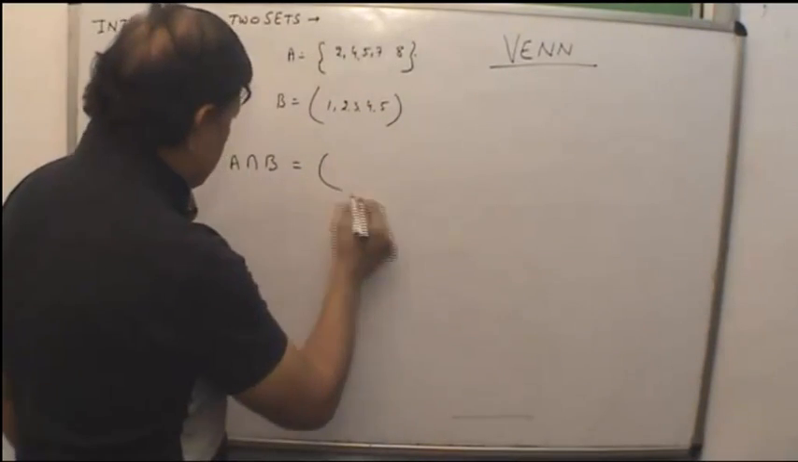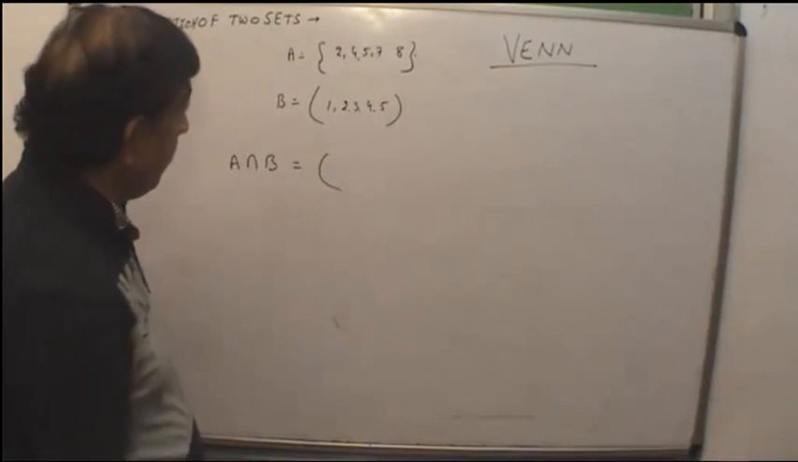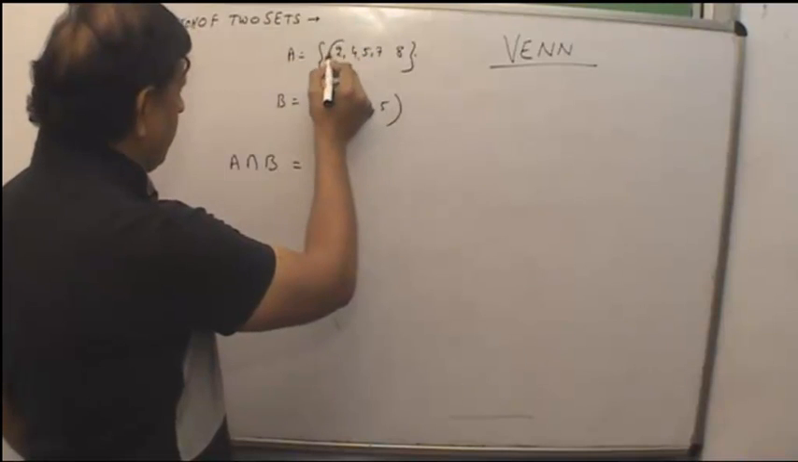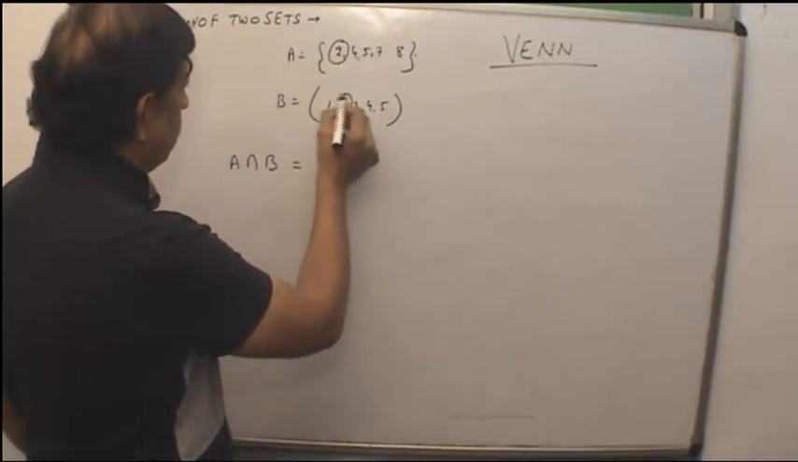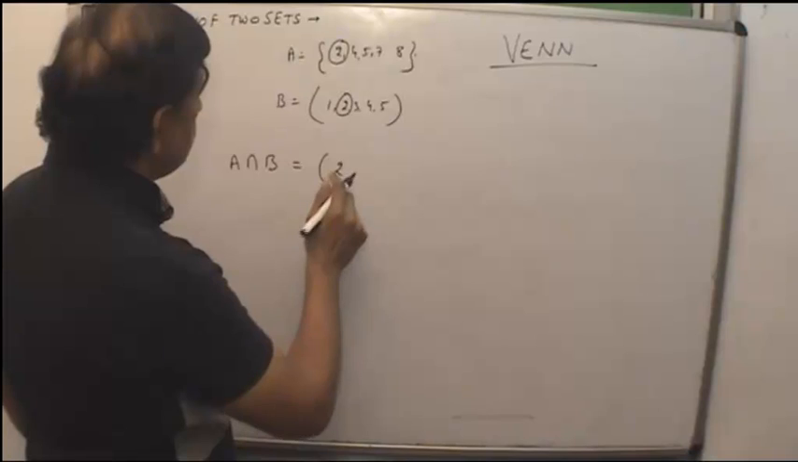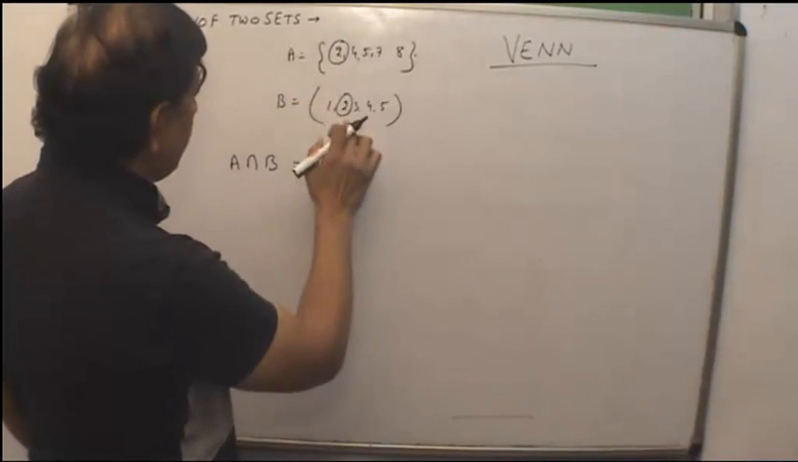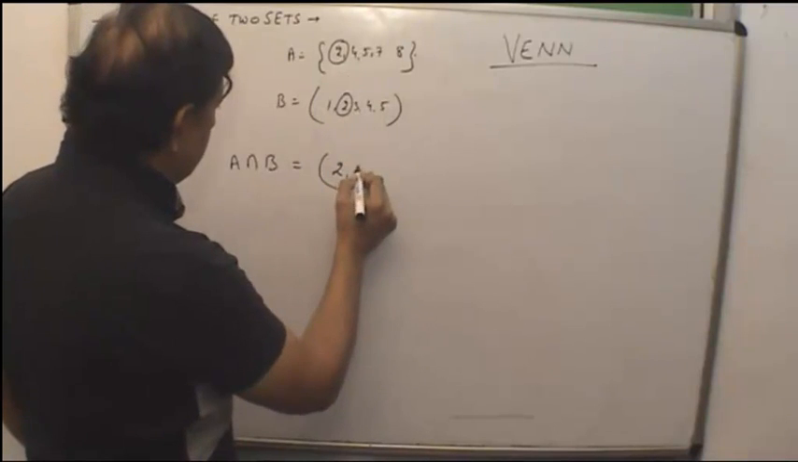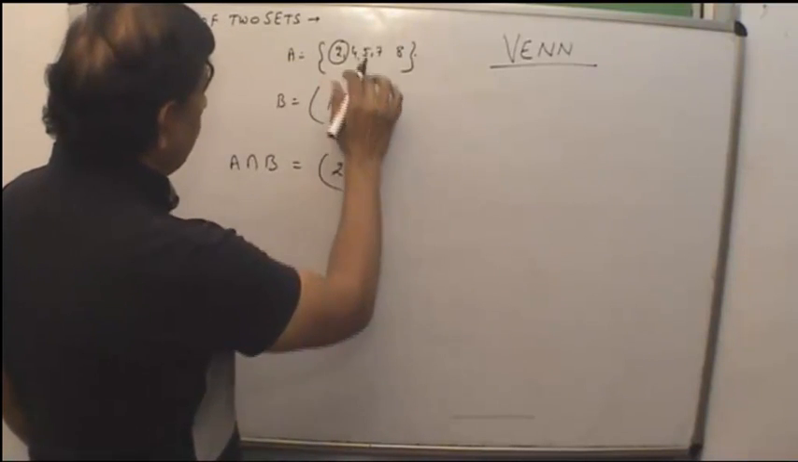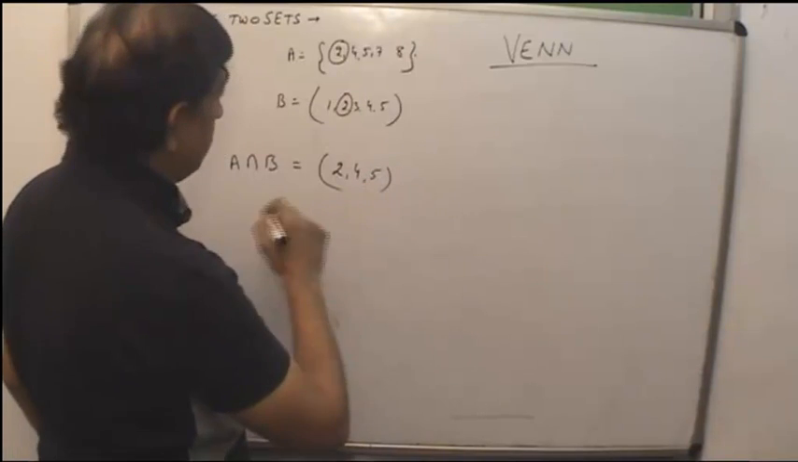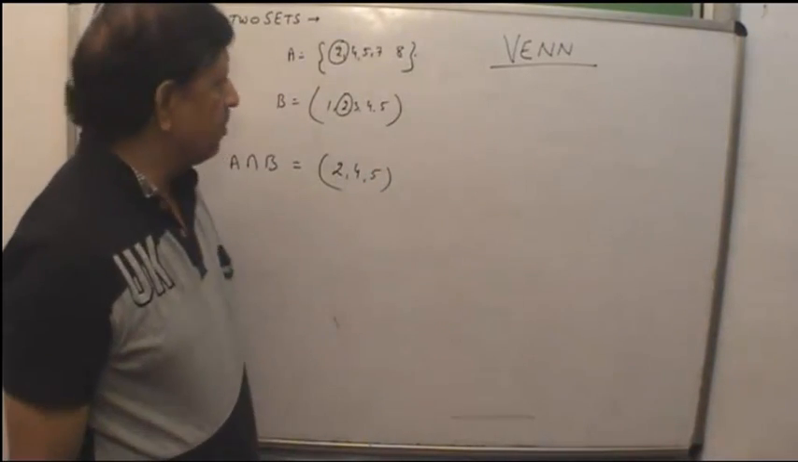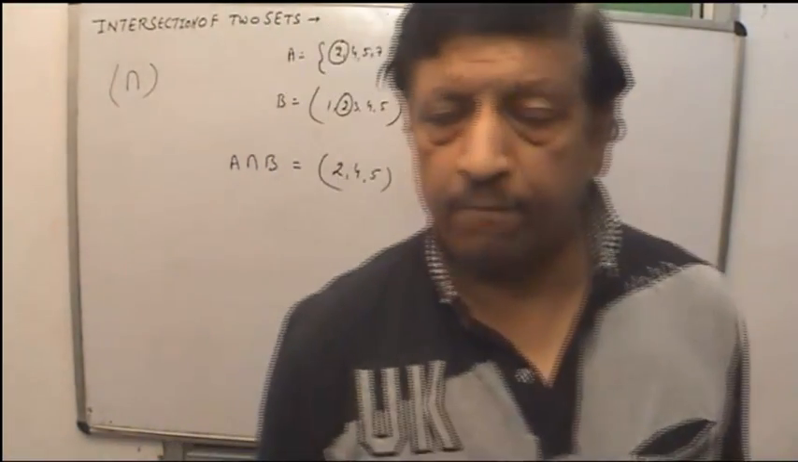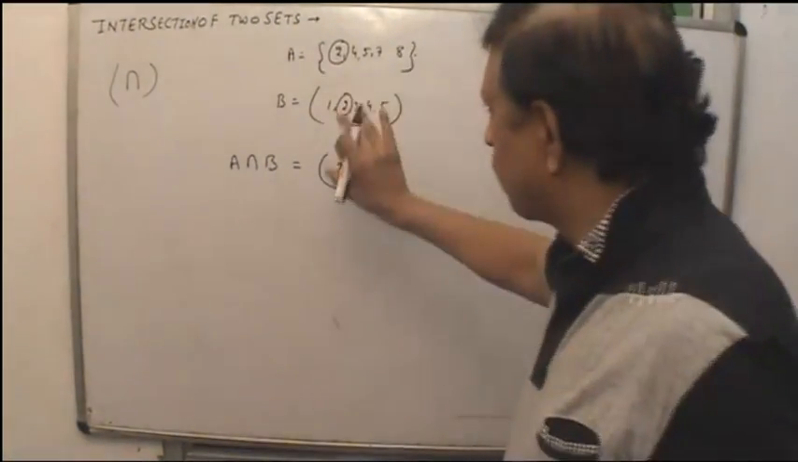It is the set of all elements that are common in both sets. Here 2, here 2, and we write 2. 1 is not present in B, 3 is not present, 4 is present, and 5 is also present. It means we keep those elements which are common in both.